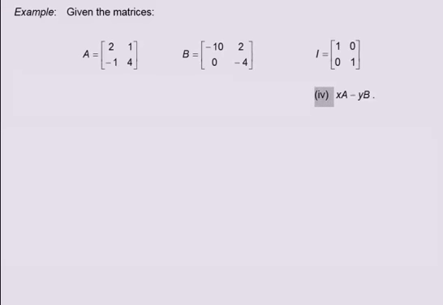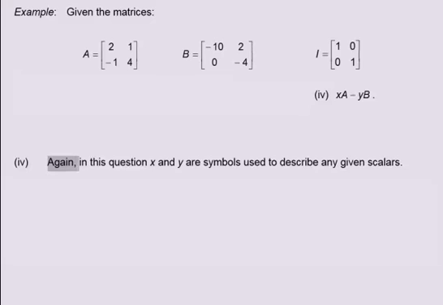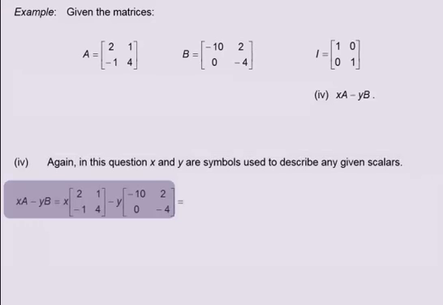4. xA minus yB. Again, in this question, x and y are symbols used to describe any given scalars. xA minus yB equals x multiplied by 2, 1, minus 1, 4, minus y multiplied by minus 10, 2, 0, minus 4. This means you subtract the following 2 by 2 matrices.